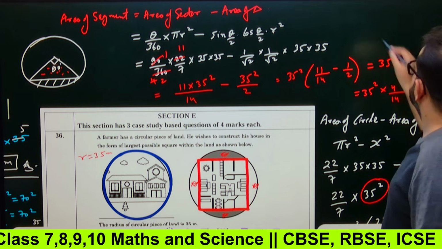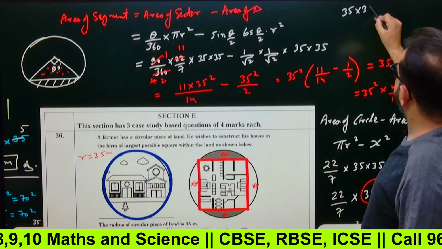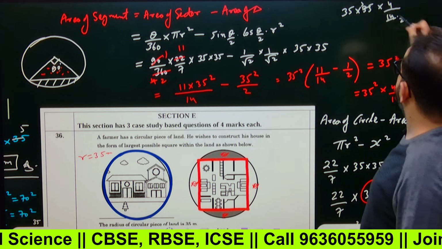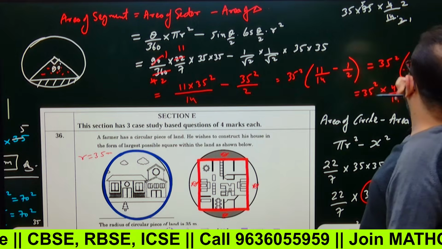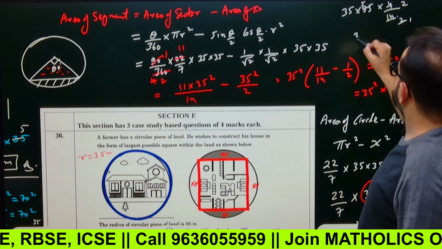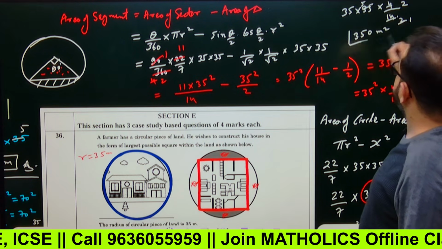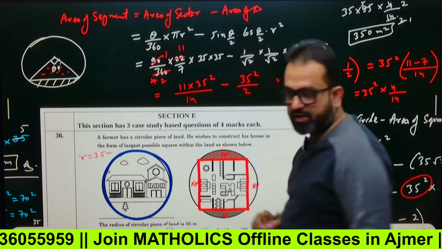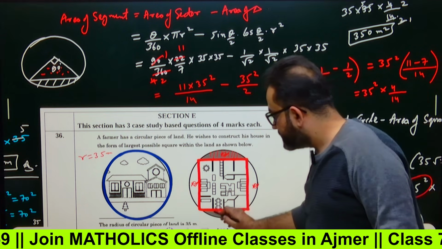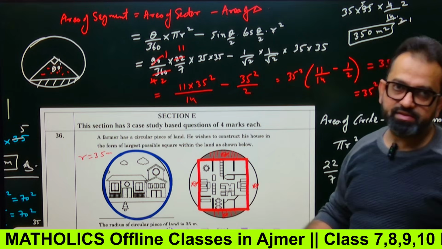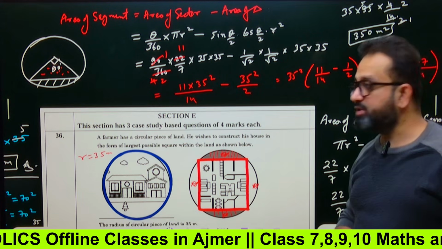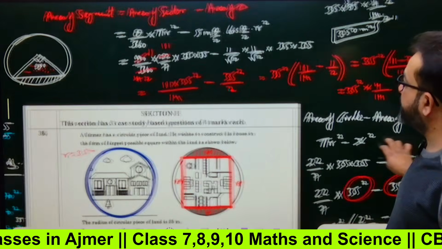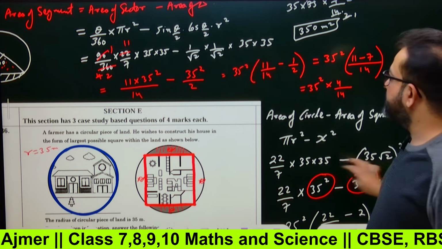So it is 35 into 35 into 4 by 14. Let's see. 7 twos are 14, 7 fives are 35. So 350. 350 meter square came out to be the area of only this part, and we have to find double. Double of 350 is 700. So 700 meters square you can find like this also, and you can find like this also, which I have told you. This is what is given in books.